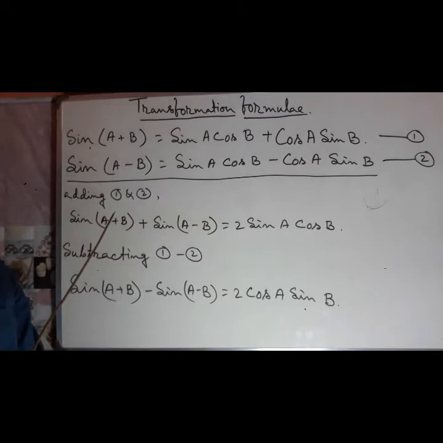So we will get sin(A+B) plus sin(A-B) equals 2 sin A cos B. Similarly, if we subtract the second equation from the first equation, this term will vanish and we will get sin(A+B) minus sin(A-B), that will be 2 cos A sin B.